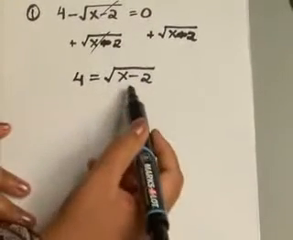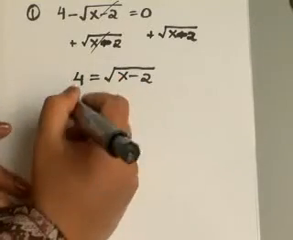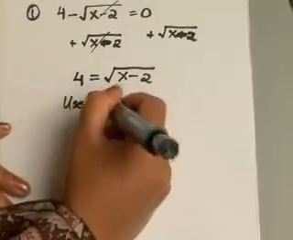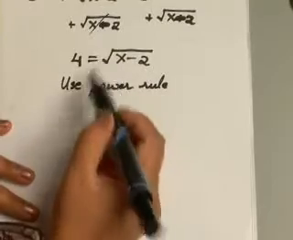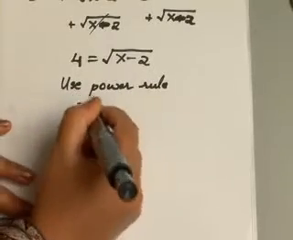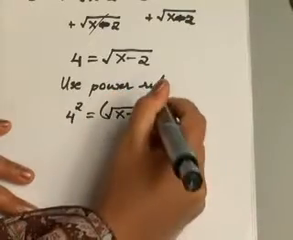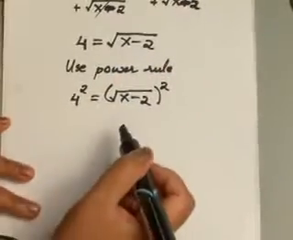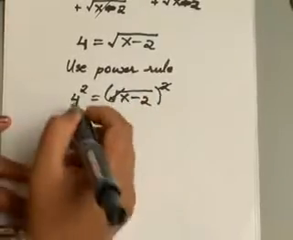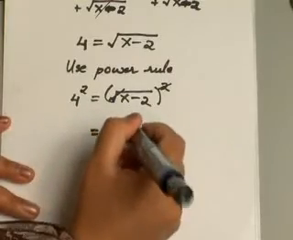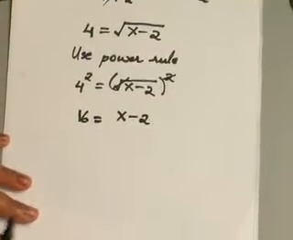Okay, now once you get your radical term on one side and the other term on the other side, you can go ahead and use the power rule. Since this is a square root, we will square both sides of our equation. Because remember, you use the same power as the index of your radical, so your square will cancel out the square root, and you will end up with x minus 2 on this side. 4 squared will give you 16.